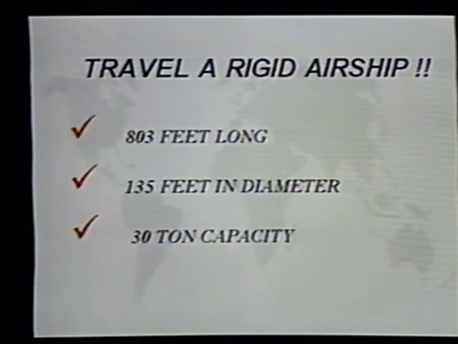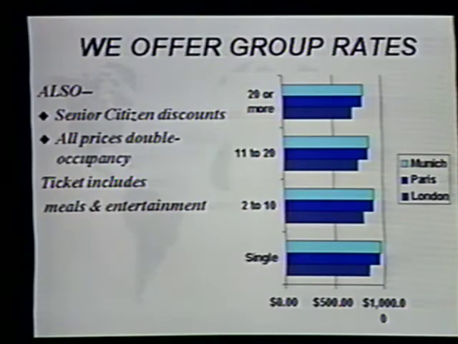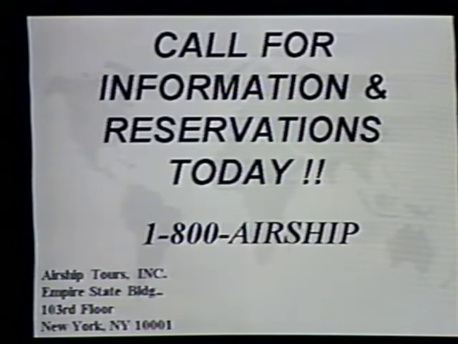Third slide: Our rigid airships are 803 feet in length and 135 feet in diameter. With a load capacity of 30 tons, an airship is a truly elegant way of transatlantic travel. Fourth slide: Choose your destination from several European cities. We offer around-the-world tours also. Fifth slide: We offer competitive prices with discounts for senior citizens and groups. Sixth slide: For a free color brochure or reservation information, please call 1-800-AIRSHIP today. Thank you.